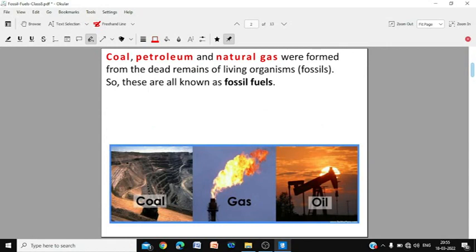Coal, petroleum and natural gas. These three things were formed from the dead remains of living organisms, or fossils. From where do they come? They come from the dead remains of plants and animals, or fossils. That is why they are called fossil fuels.